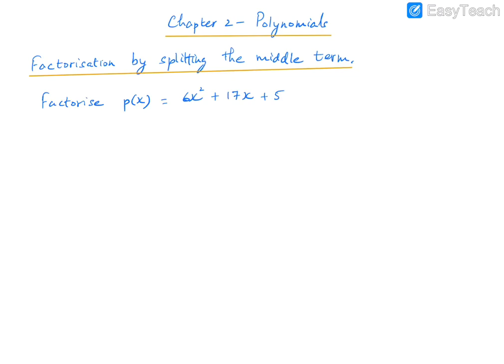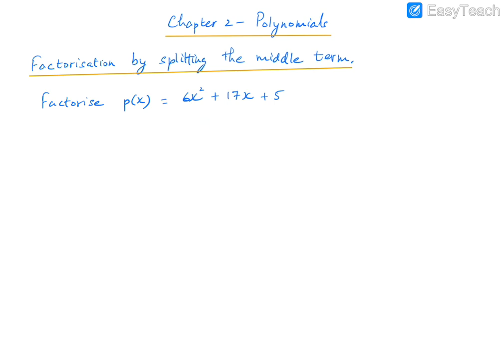Now let us look at another way of factorizing a polynomial p of x, and this method is called factorization by splitting the middle term. If you look at this polynomial, there is a term with the power of 2, that's x square, a term with the power of 1, and a term with the power of 0. So the highest power here is 2, so therefore this is a quadratic polynomial. And this method of factorization by splitting the middle term is used for factorizing quadratic polynomials.